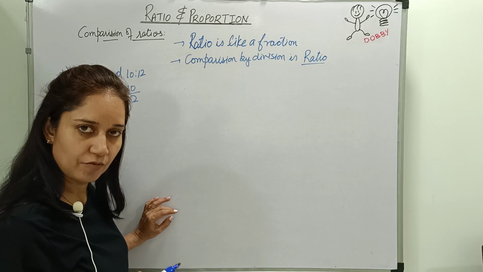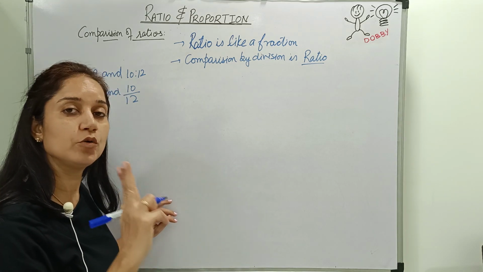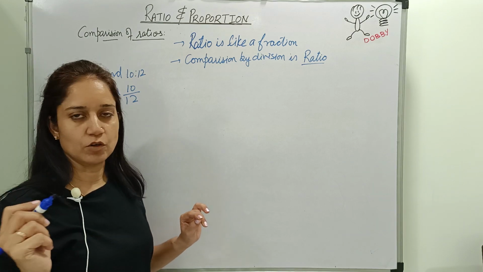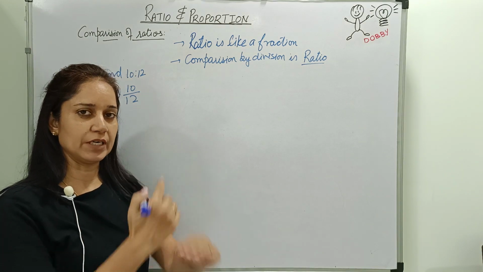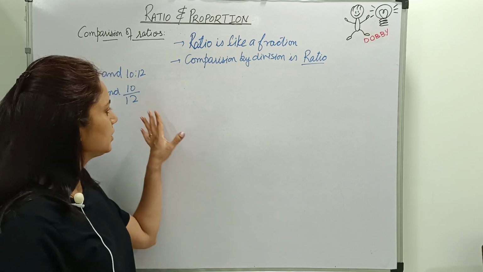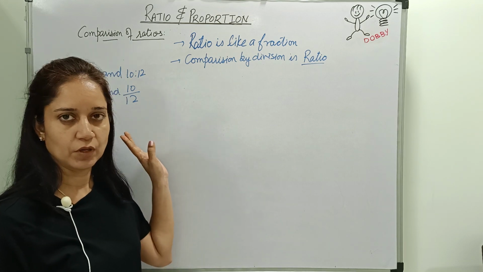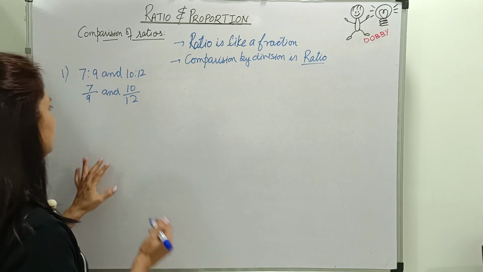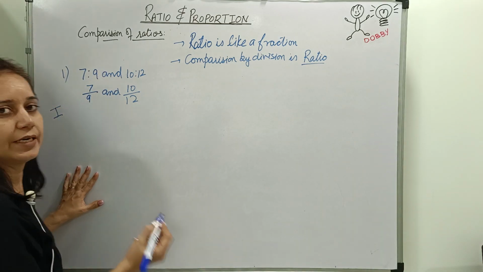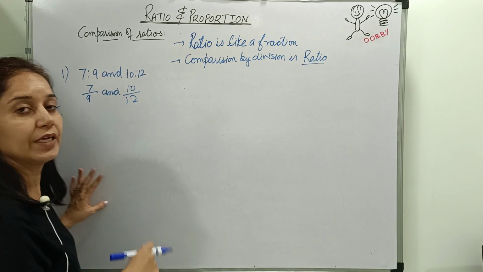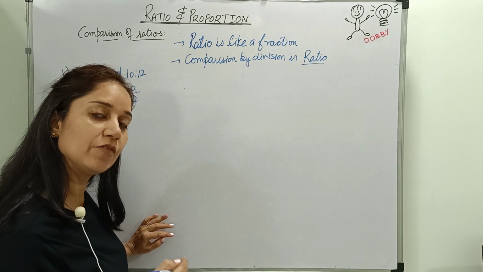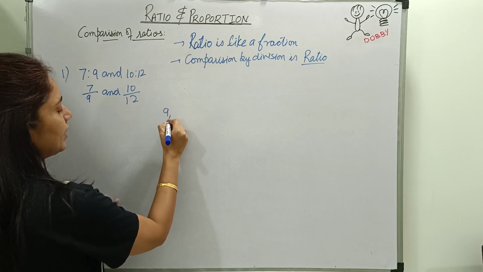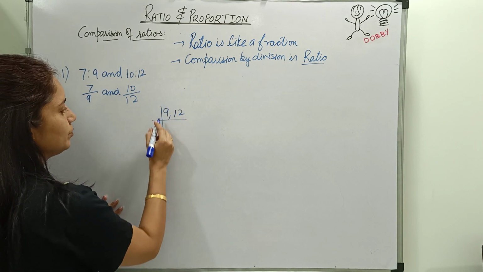Now as we have done in the fraction chapter, there are two ways to compare a fraction. First, take the LCM of the denominator. Second, by cross multiplication method. Both the methods are applicable here also. Okay, anyone you can choose. So for the first question I am telling you both the methods. First method, let us take the LCM of denominator to make them like fractions, because like fractions can only be compared. So 9 and 12, let us take the LCM.